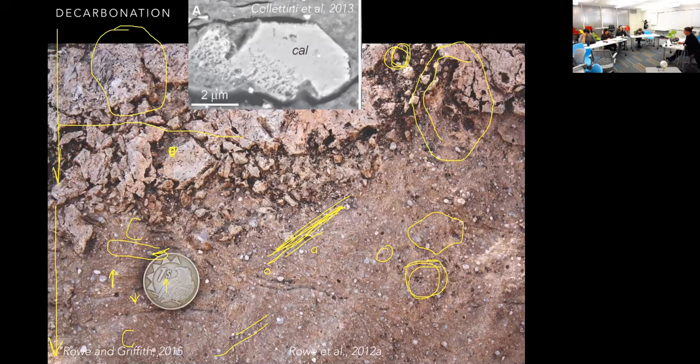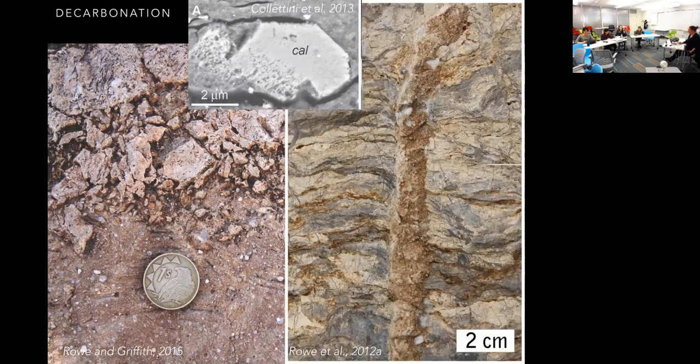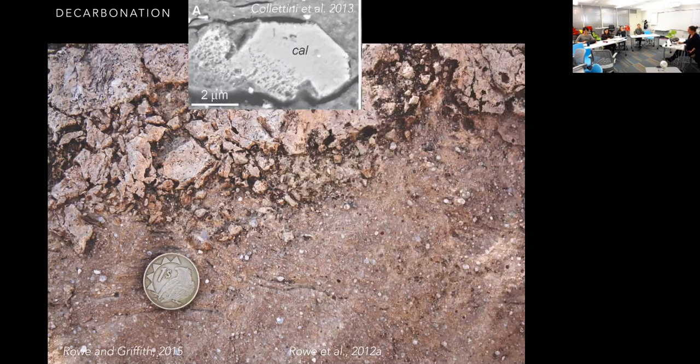Okay, here's another one. This is for carbonates. This beautiful image is from a Cristiano Collettini paper, and this is from a natural fault in Italy. This is a calcite grain in the gouge. And when you get near the fault zone, you get this kind of porous texture in the calcite grains. And this is actually decarbonation texture.